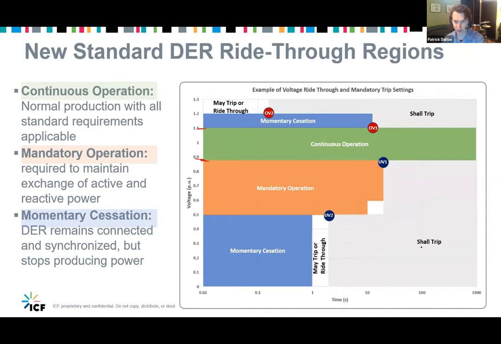And then we still have these shall trip regions and a may ride-through or may trip region, which is that ambiguity that we discussed in the previous slide. But what's beneficial about this change is, look how much we've shrunk that undefined region down. In terms of the range of responses that we can model or observe from these DER, it's much more defined than it was in the previous standard.